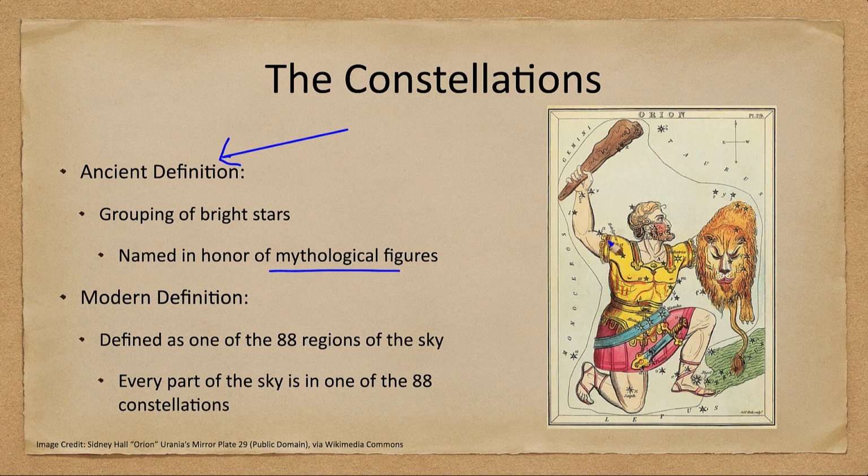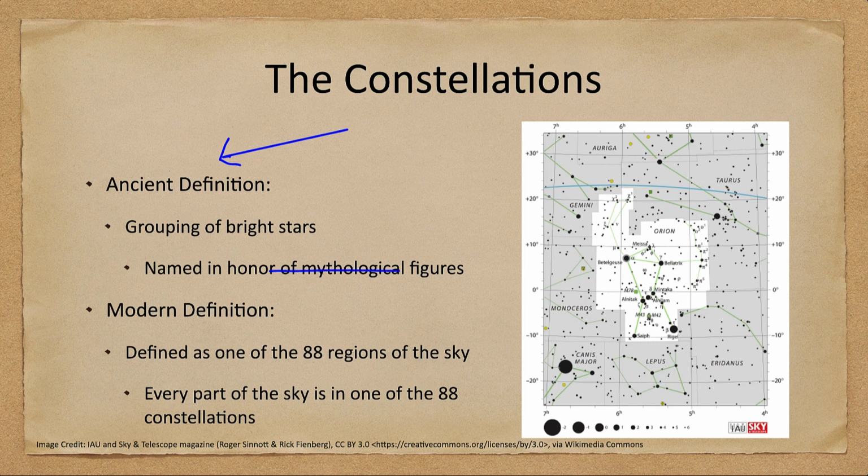But there were parts of the sky that were not really part of a constellation if there were no bright stars around. On the other hand, the modern definition about 100 years ago was to simply say that every part of the sky was in a constellation, and we made 88 constellations, using some of those historical ones and making up some new ones as well to fill in areas. So every part of the sky was in one of those constellations.